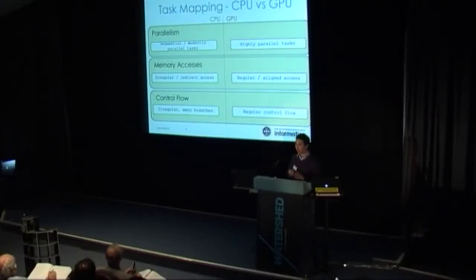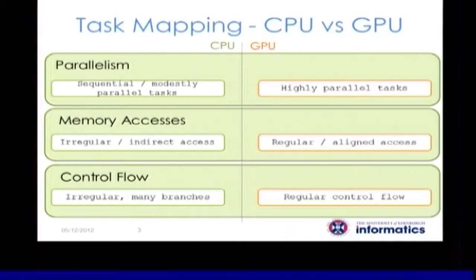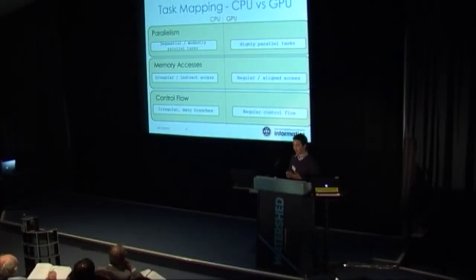Before I talk about my techniques, I would like to discuss the difference between the CPU and the GPU. Although GPU programming is pretty trendy at the moment, not all applications are suitable for GPUs. Here are some of the characteristics that are important in determining the task mapping between the CPU and the GPU. Looking at parallelism, the GPU is more suitable for highly parallel tasks instead of sequential or modestly parallel tasks. Looking at memory access, most GPU applications have regular, aligned memory access. This is in contrast to many CPU applications, which may have irregular and indirect memory access. Looking at control flow, many GPU-friendly applications have a regular control flow with only a few branches. However, many CPU applications may have irregular control flow and many branches.